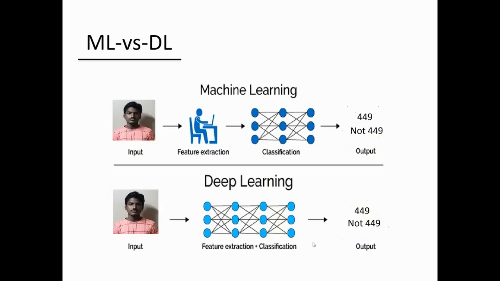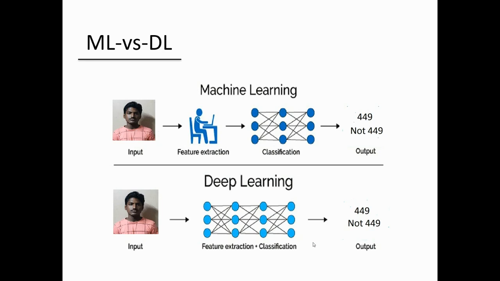How does ML differ from DL? When you give an input image to machine learning, it does feature extraction and classification separately. After that it will recognize who that person is. And here, 449 is my roll number.